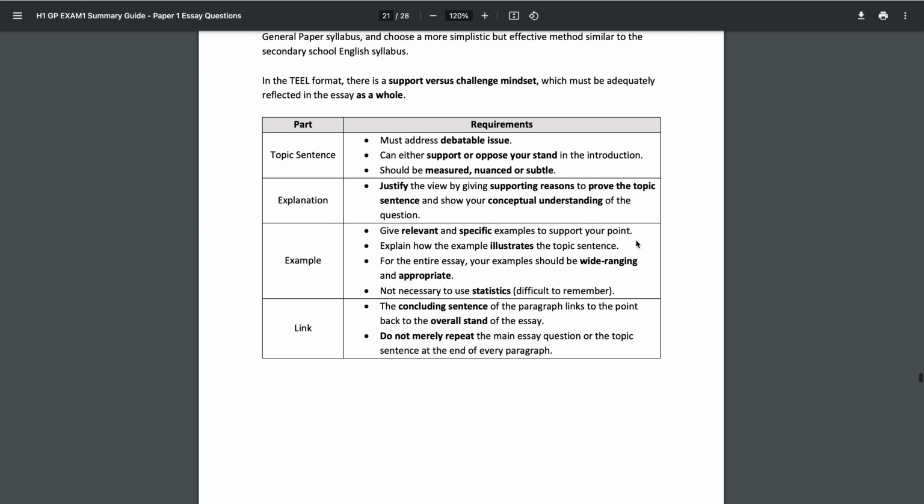And link. You must link your paragraph at the end all the way back to the overall stance of your whole entire essay. You do not just repeat the essay question. You do not repeat the topic sentence. You must show me the justification inside your link. Therefore, because of this, I believe... No, don't say I. Therefore, because of this, this happens. This is my conclusion. So you must link it all together. Again, the flow matters within the paragraph. For basic format, the flow matters more in the actual paragraph itself than in the whole essay.